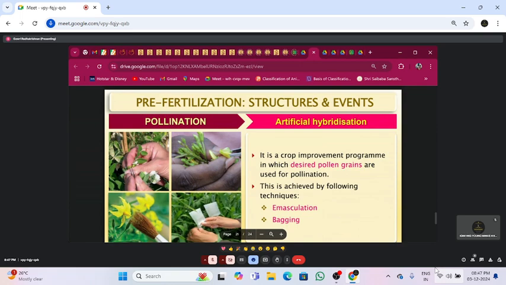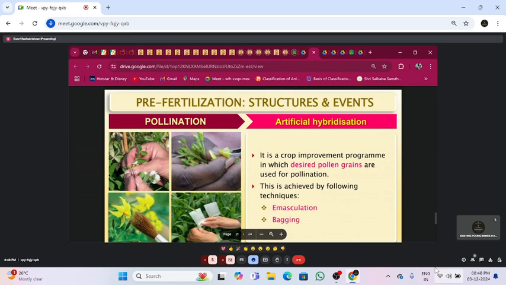See, artificial hybridization is where pollen grains are deliberately pollinated onto the stigma, for better yield or better species, to develop a hybrid variety. This is achieved by two techniques: emasculation and bagging.